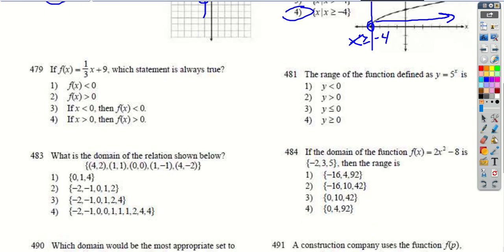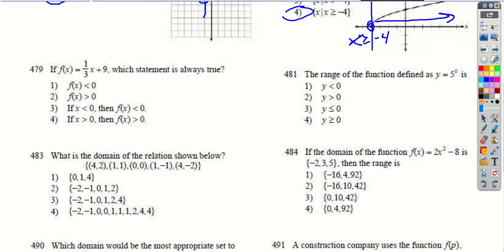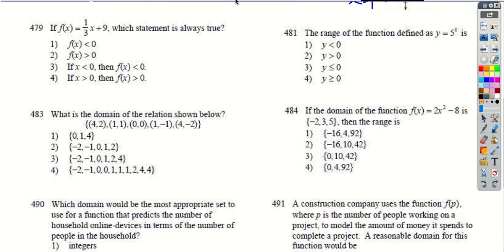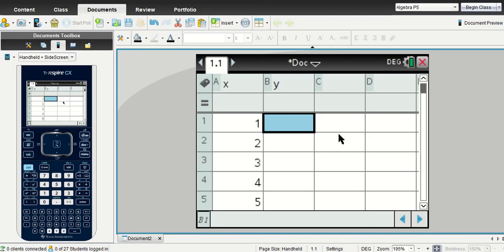All right, which statement is always true? So this is just a line. It's a linear equation. So if f of x is greater than 0, or less than 0, if x is less than 0, okay? I think the easiest way to do this one is probably also to look at the graph. So hold on. If we didn't have a calculator, all right, so we got our calculator up here, okay?